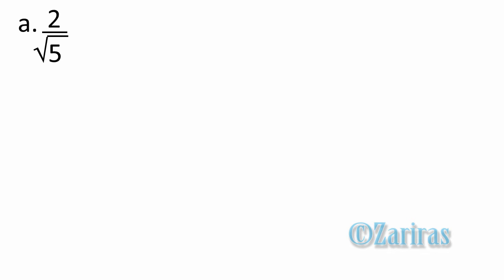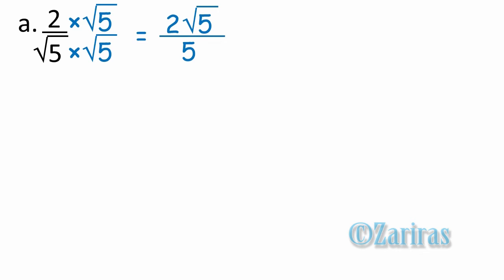So let's see the first question, A, 2 over root 5. As I said, we have to rationalize this denominator. If we multiply root 5 with another root 5, we get 5. Root 2 into root 2 is 2. Similarly, root 5 into root 5 is 5. So if we multiply the denominator by the same root 5, we have to multiply the numerator too. So we get 2 root 5 over 5.